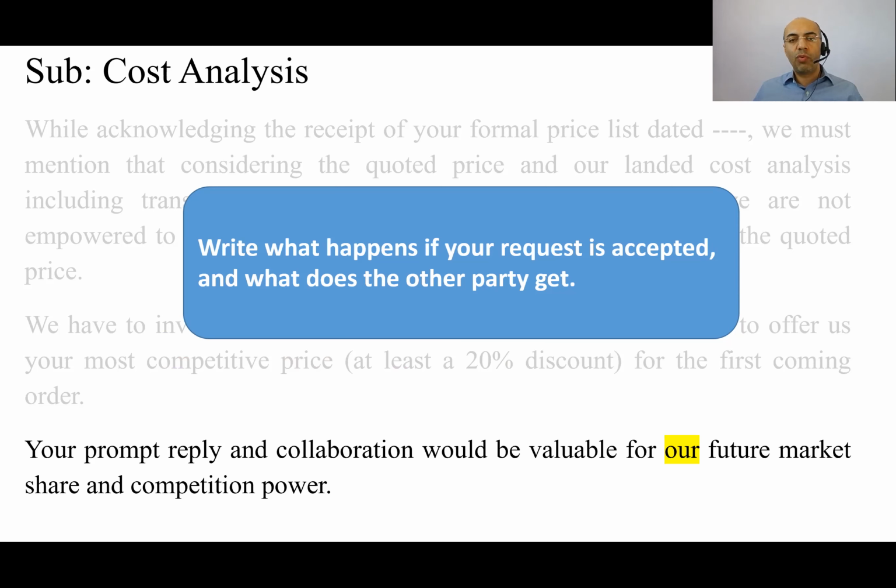So whenever you want to write a letter and request a discount, write your reasons. Why do you want a discount? Try to know different types of discounts: quantity discounts, cash discounts, trade discounts, seasonal discounts, and mention the reason why you are requesting a discount, and try to draw a beautiful picture about the future of your cooperation.